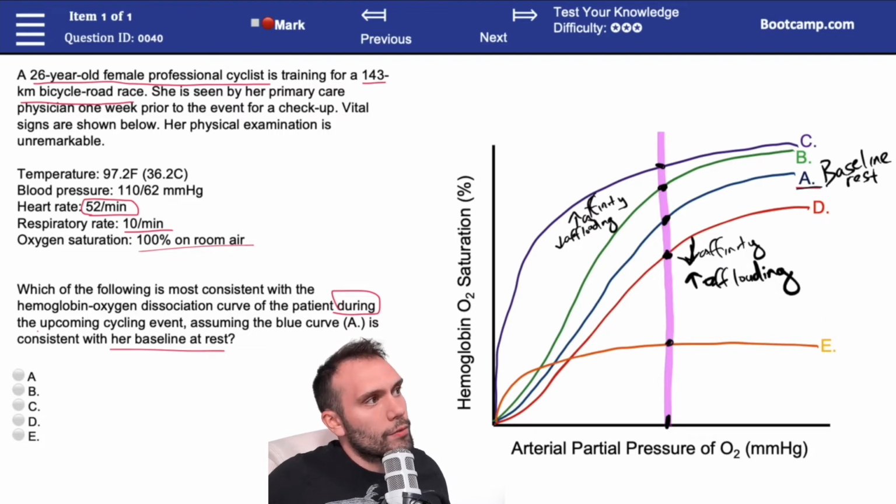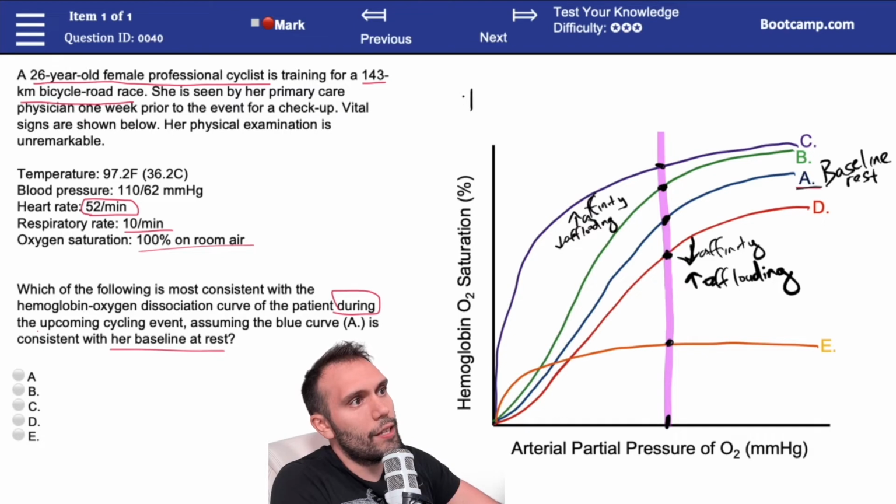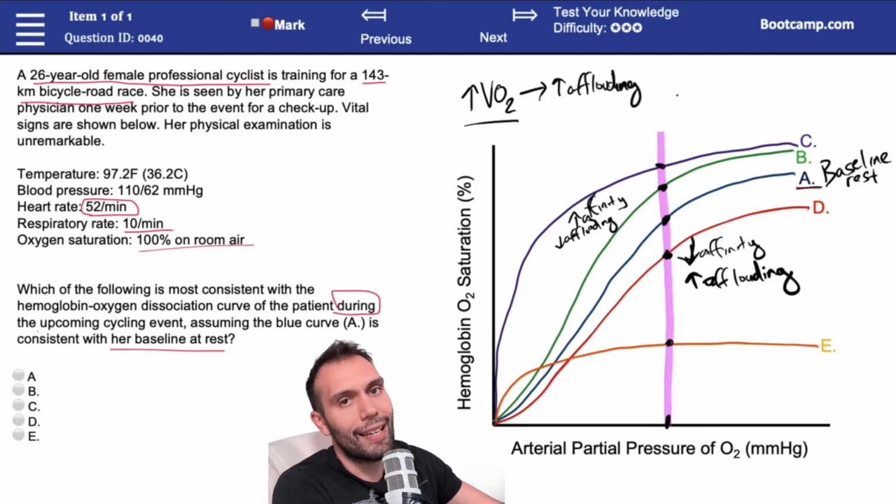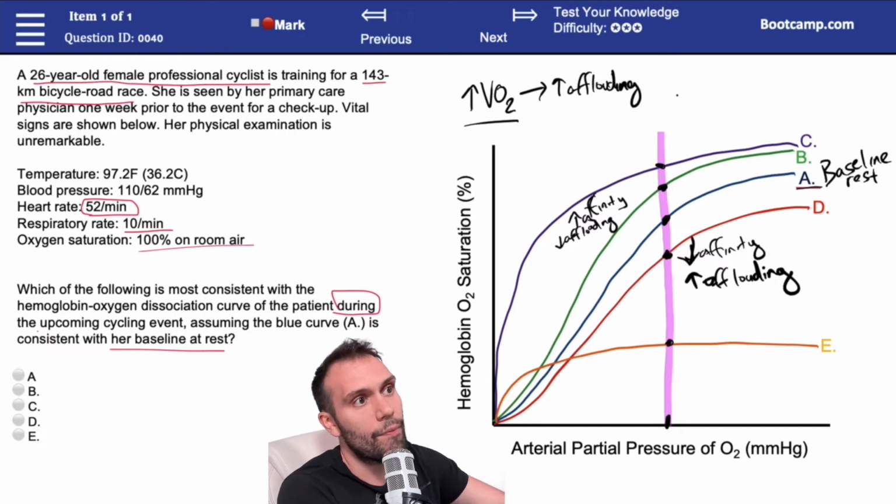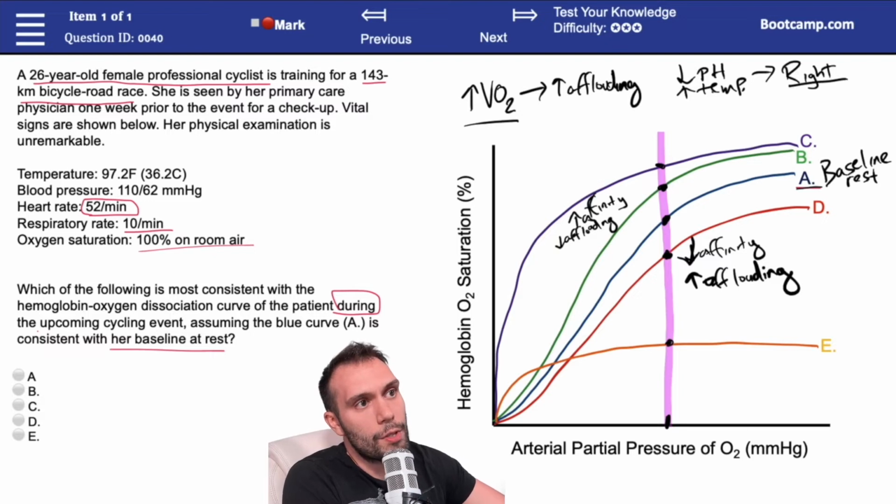Okay, so right there, we know that patients that are exercising are going to have an increase in their VO2, their rate of oxygen extraction. And so for that reason, when we have patients that are exercising, we would actually expect them to have more offloading, right? We would expect more of the oxygen to easily get into the muscle tissue because the muscle needs it. And this is evidenced by the fact that when we're working out, we have a lower pH, and we're going to have an increase in temperature, right? If you're memorizing First Aid, you know that these two factors in and of themselves are going to cause the curve to shift right.